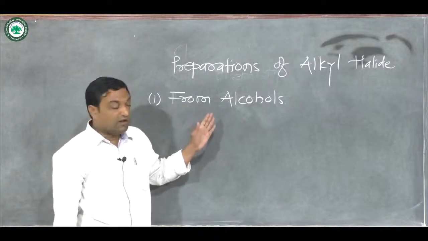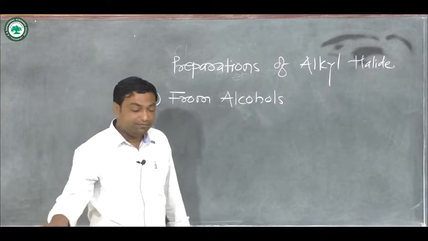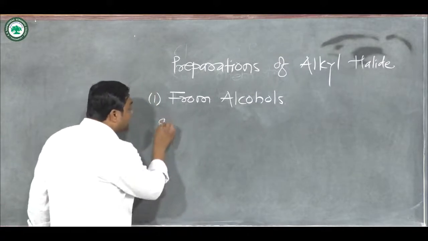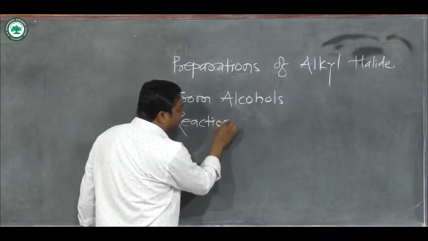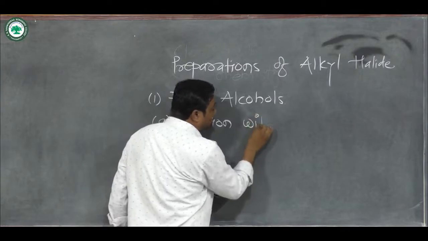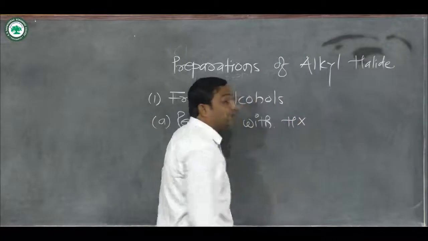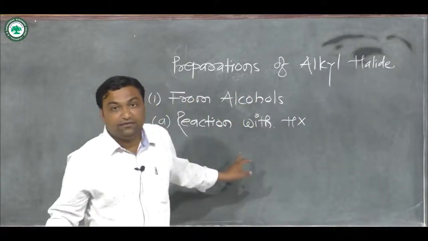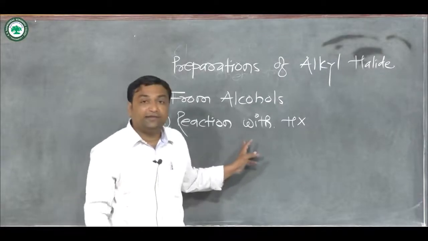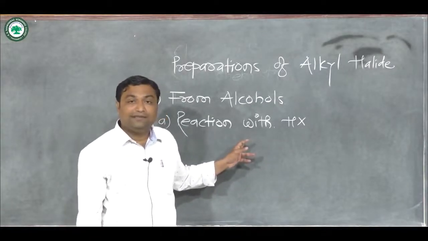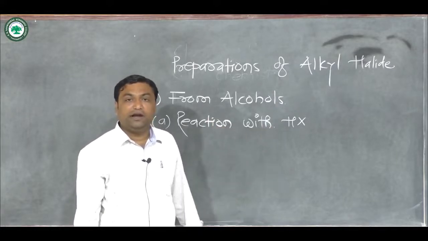Out of these two ways, the first way is reaction with HX, that is halo acids. In this reaction, alcohol is passed into halo acid to form alkyl halide as a product.